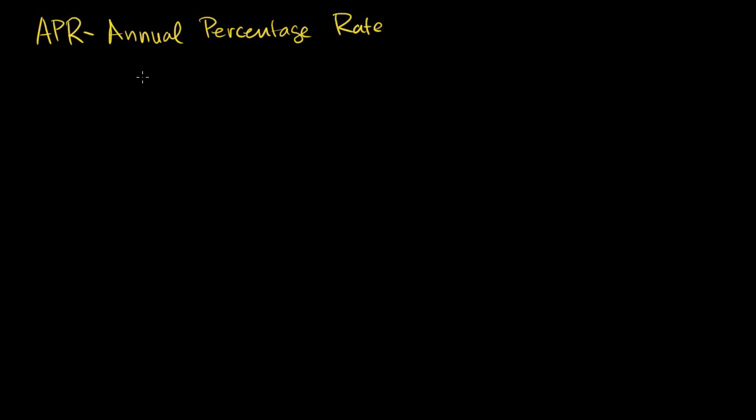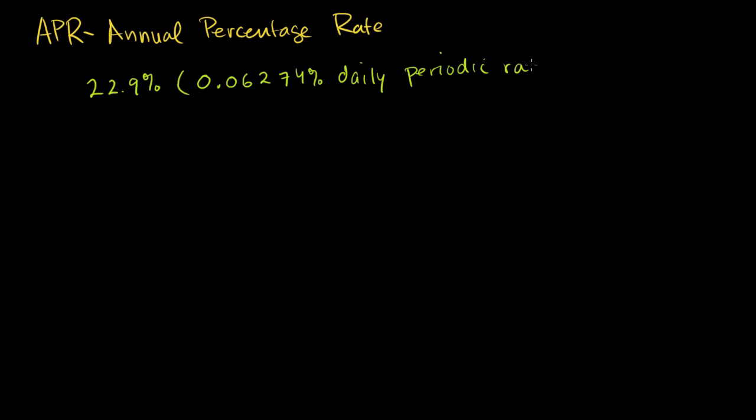So I was just browsing the web and I saw some credit card that had a 22.9% annual percentage rate, but then right next to it they say that we have a 0.06274% daily periodic rate. This piece right here tells me that they compound the interest on your credit card balance on a daily basis, and this is the amount that they compound.